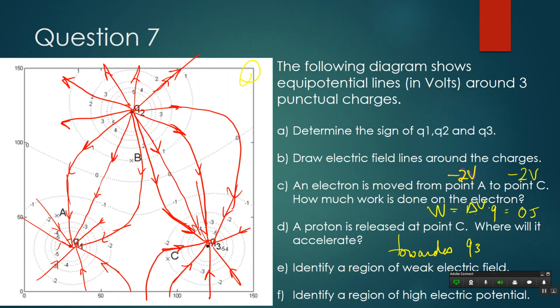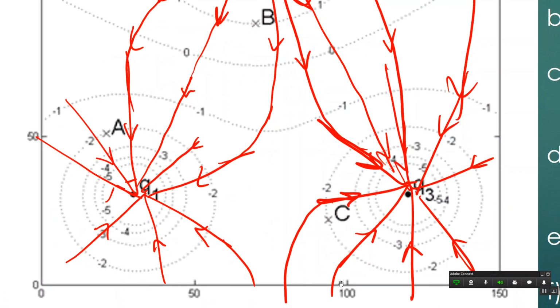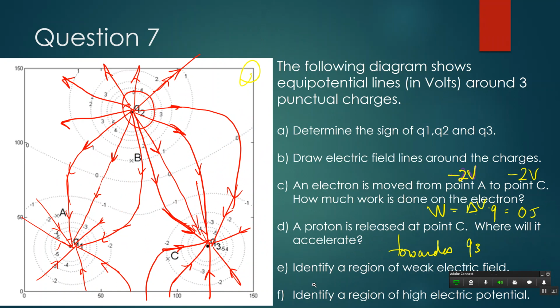Lastly, identify a region of high electric potential. Where would that be? Yeah? Close to which charge? All of them. It says high electric potential, so very positive, would probably be around Q2. I'm going to write that here.